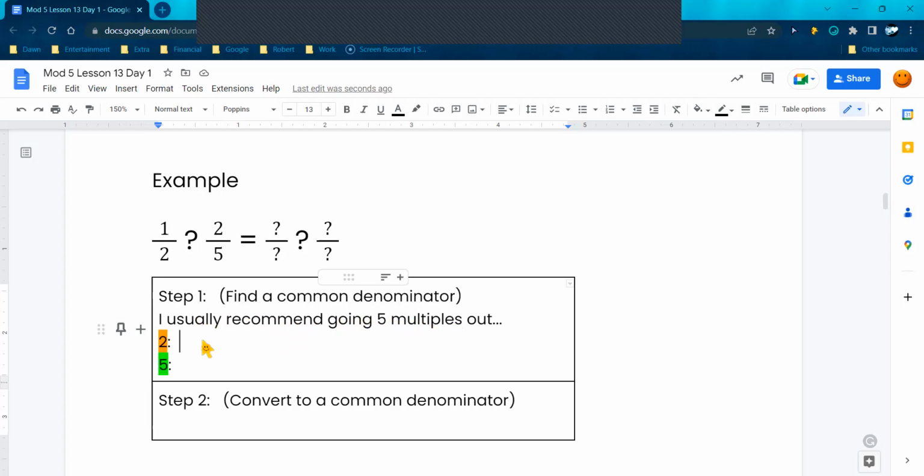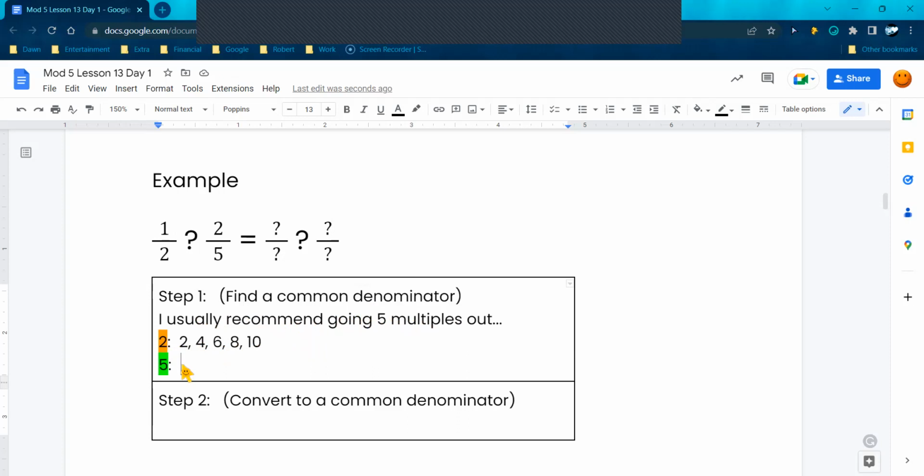So I'm going to do my 2's: 2, 4, 6, 8, 10. Okay, so I did my multiples of 2. And if you notice, it always starts with the one you're doing. 2, I add 2 to get 4. I add 2 to 4 to get 6. Add 2 to 6 to get 8. Add 2 to 8 to get 10. Those are my multiples. Now I'm going to do 5.